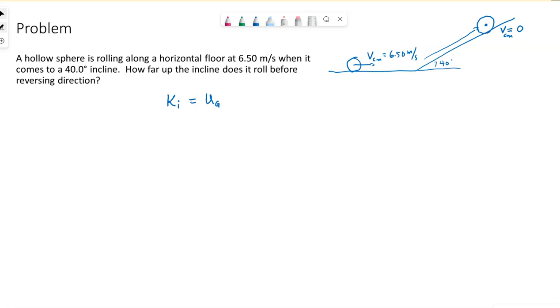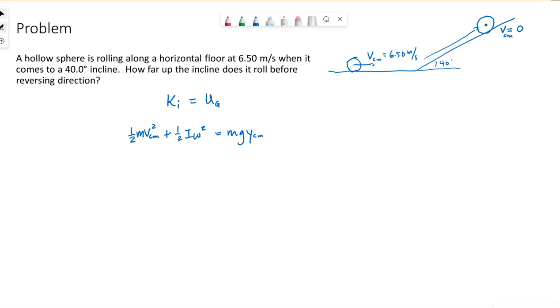But with the sphere rolling, this initial kinetic energy is both translational, so 1/2 mv squared, because it's rolling along a surface, but it is also rotational, because it's rolling as well. It's rotating around its center of mass. So we do need to account for both types of kinetic energy. All of this kinetic energy is going to turn into mgy, the gravitational potential energy.